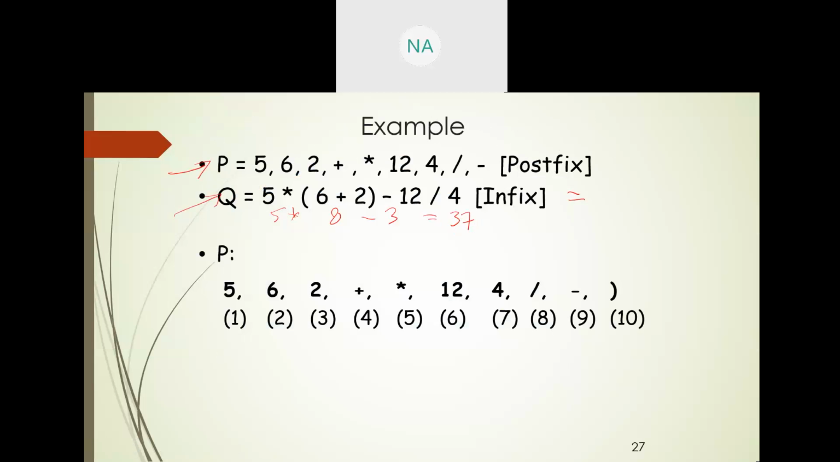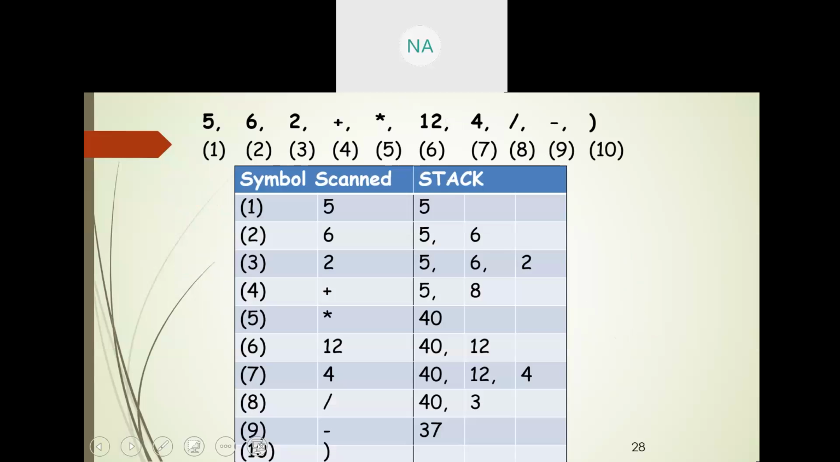Now, evaluate this postfix expression using the algorithm. So this is expression P. The first step is to add a right parenthesis at the end of expression P. Okay, so we have a total of 10 symbols. Some symbols are operands, some are operators, and the last symbol is the right parenthesis. We have added the right parenthesis to it at the end.